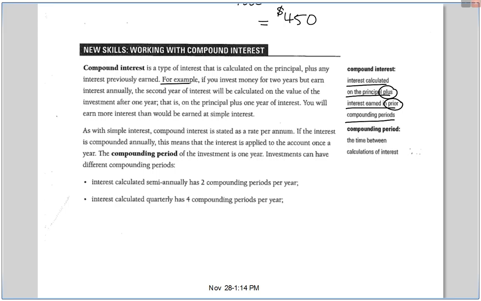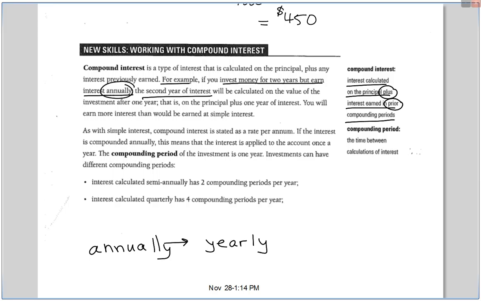So for example, if you invest money for 2 years but earn interest annually, do you guys know what that word is? What is annual? Year. Yearly or annually is yearly. Okay, so if you invest money for 2 years but earn interest annually, the second year of interest will be calculated on the value of the investment after 1 year. That is on the principal plus the interest. You will earn even more interest than if it was simple.